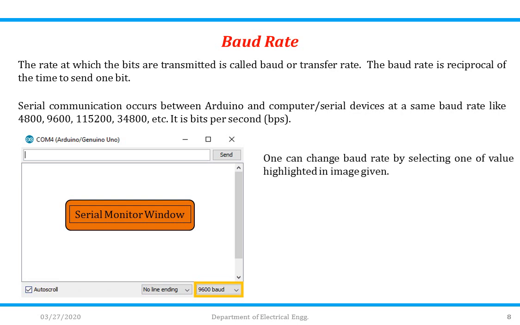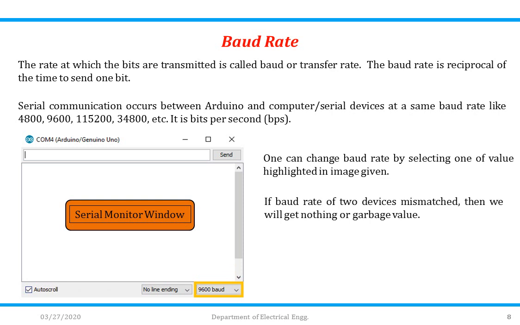So if you observe here, this is your serial monitor window, and in the highlighted portion, one can change the baud rate by selecting one of the values highlighted in the image given. If the baud rates of two devices mismatch, then we will get nothing or we will get a garbage value.